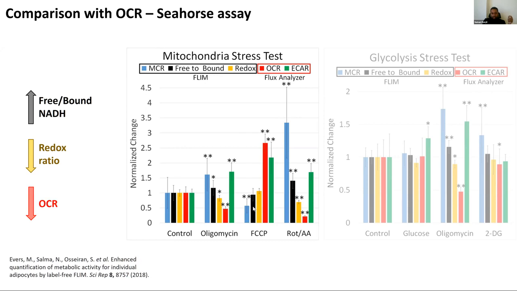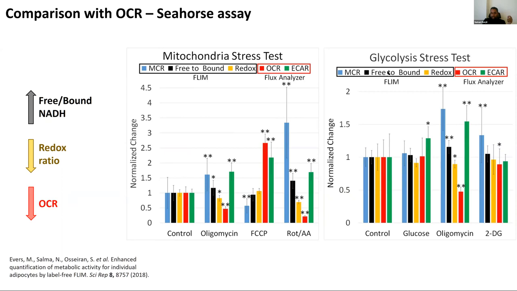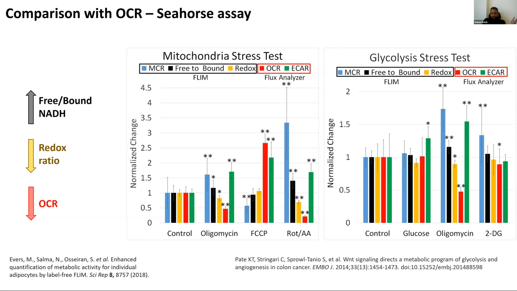The reverse is true in FCCP. And if you do the glycolytic stress test, which is looking at systems either by adding glucose or oligomycin or 2-DG, every time you have an increase in this, you have a decrease in that: an increase, again, in free to bound NADH, and a decrease in the OCR. So all these results show that we can use the NADH lifetime to do this sort of analysis, and only based on NADH lifetime.